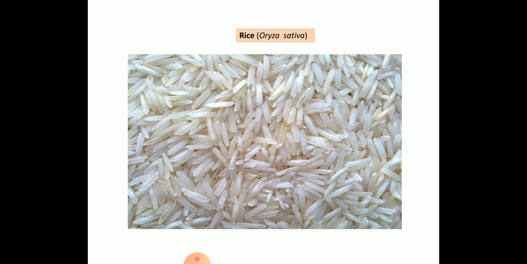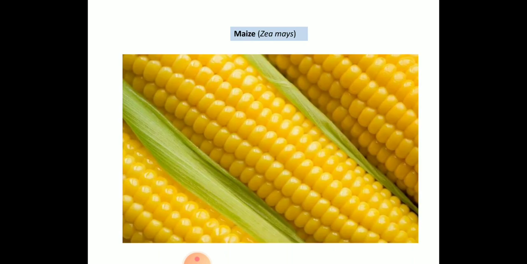Another group is rice. Scientifically it is Oryza sativa, belonging to the family Poaceae. It is called rice or paddy, and rice is one of the major staple foods in India. Rice or rice powder is used for the preparation of various dishes, and rice is cultivated in irrigated and non-irrigated areas also.